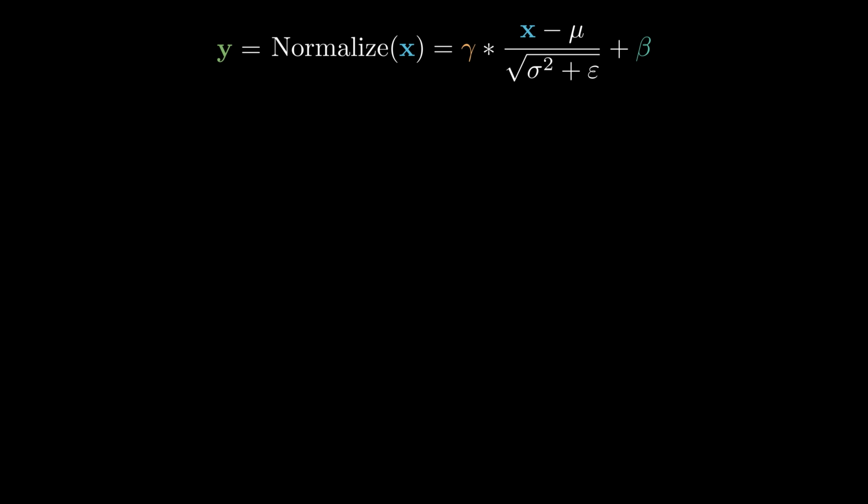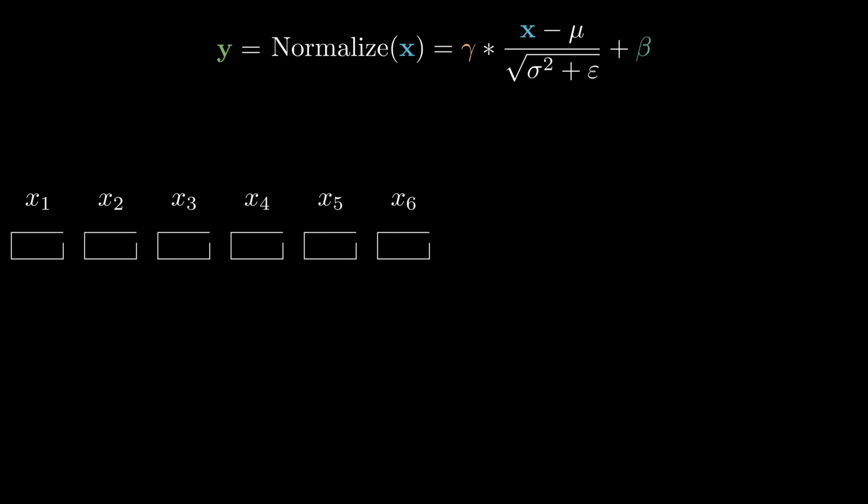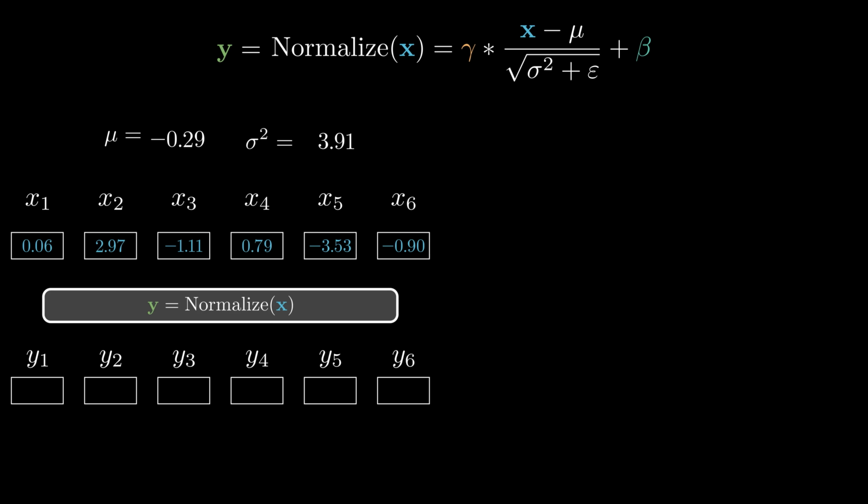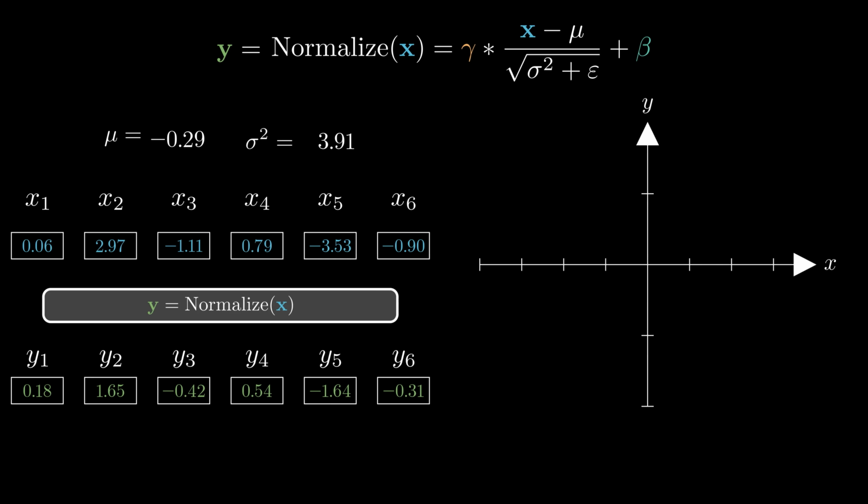Imagine each token embedding is a 6-dimensional vector. To compute the layer normalization, we first need to compute the statistics, the mean and standard deviation across all 6 dimensions. We can then normalize each dimension by subtracting the mean and dividing by the standard deviation. Because the relationship between the input x and output y in this case is purely linear, just shifting and scaling, if we plot y versus x on a 2D graph, we see a perfect straight line.